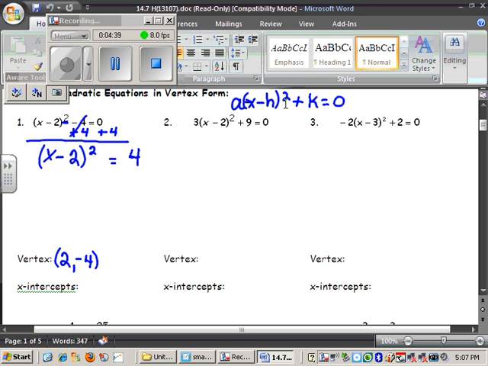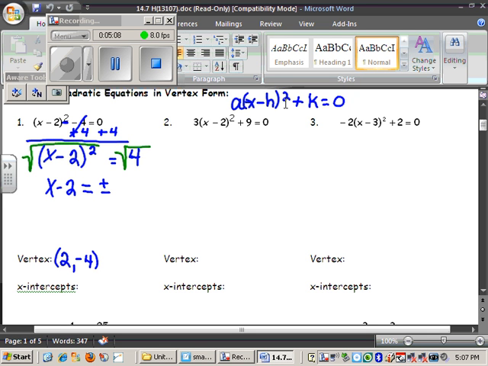Now, just like simple equations, in order to get rid of the squared side, the x minus 2 squared, I'm going to take the square root of both sides. I'm left with x minus 2 equal to plus or minus. Do not forget that plus or minus. The only time you have one answer with your quadratic equations when you square root is if you have a 0 in your radical.